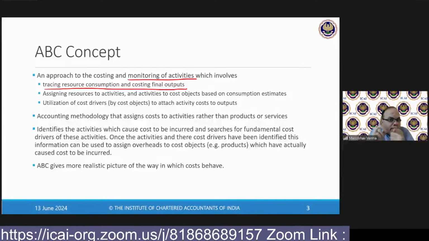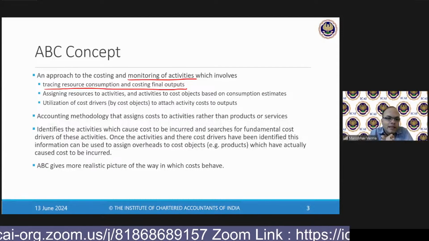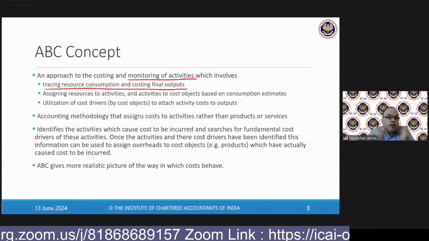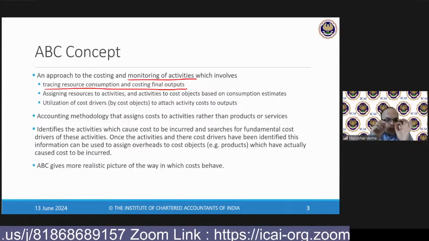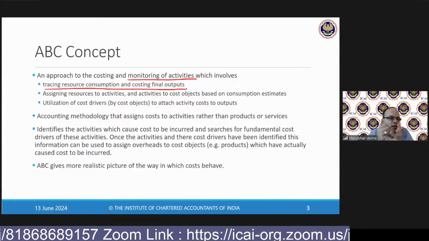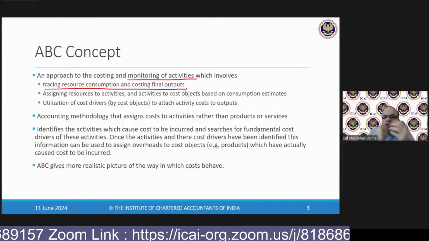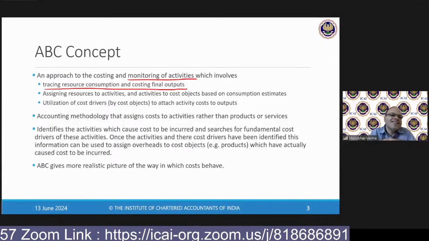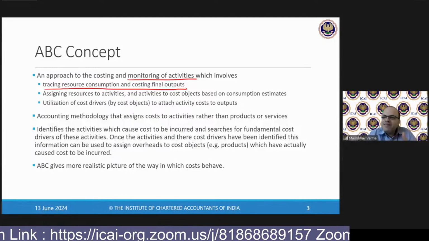So it involves tracing the resource consumption. It involves assigning the resources to the activities. And of course, it involves utilizing the cost drivers to attach activity cost to the output. The most important word here is cost driver. What is a cost driver? Cost driver is anything that drives the cost. Wow, interesting definition, isn't it? Cost driver is something which drives the cost.